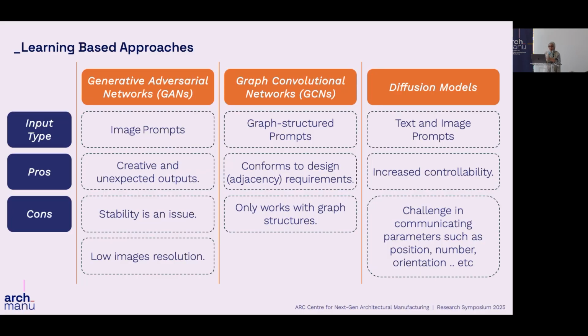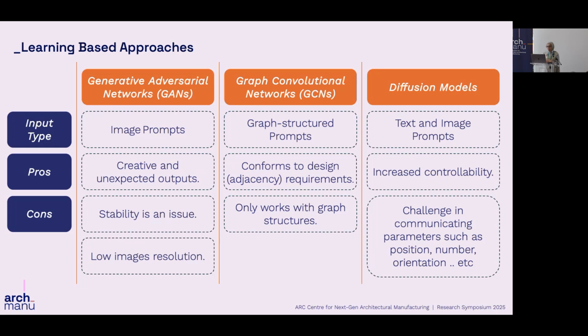They are very creative. They give us many unexpected outputs, but they are also very hard to train, and getting them to be stable and give us meaningful results is not that easy. And you have to work with low image resolutions, which is hard when you want detailed plans. Graph convolution networks, on the other side, take graphs as an input, usually adjacency graphs, which is good because you get meaningful results that conform to adjacency requirements. But the keyword here is graphs. So sometimes it's hard for complex buildings to just turn them into a graph structure and work with that.